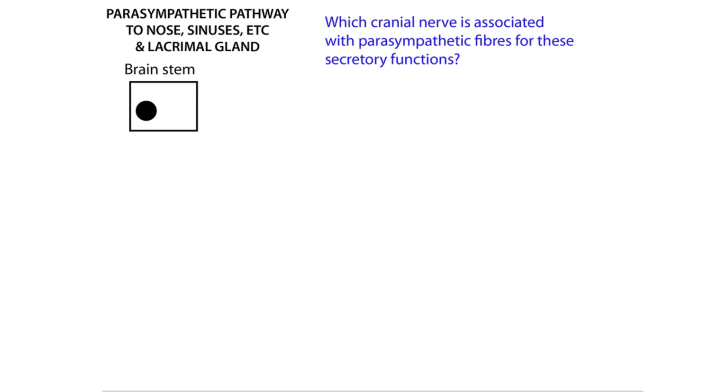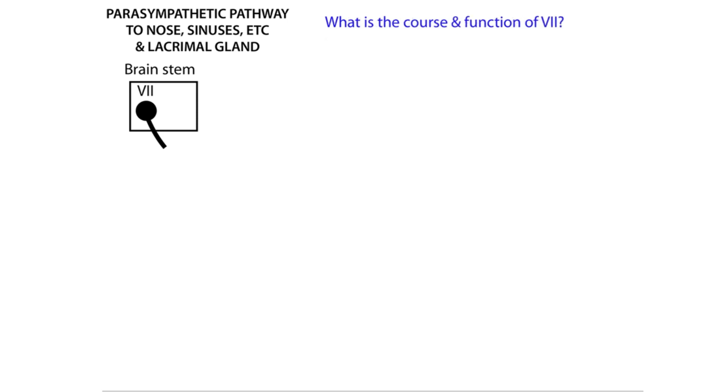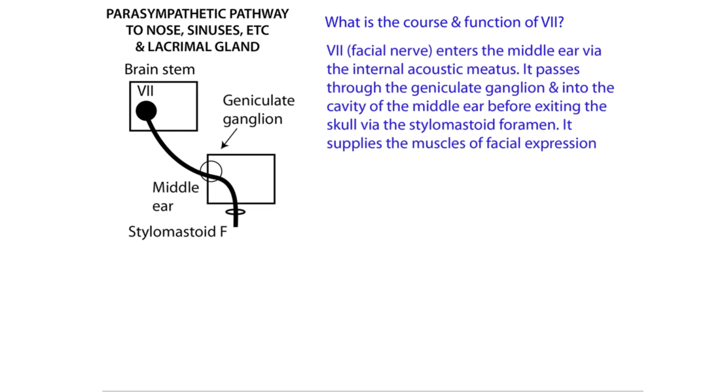So we see on this drawing the brainstem, where the nucleus is on the left-hand side, and the first question we must answer is which cranial nerve is associated with the parasympathetic fibers for these secretory functions. And the answer again is the facial nerve, with its nucleus in the brainstem. As with the chorda tympani, we ask what is the course and function of the facial nerve. We can see that the facial nerve enters the middle ear via the internal acoustic meatus or auditory meatus. It passes through the geniculate ganglion and the cavity of the middle ear in the facial canal before exiting the skull via the stylomastoid foramen.